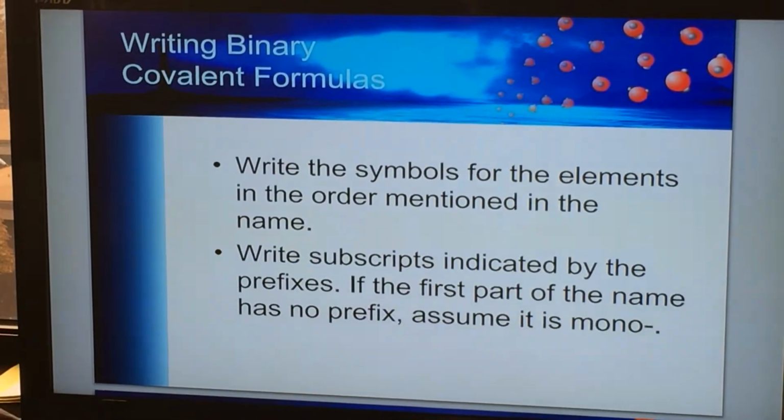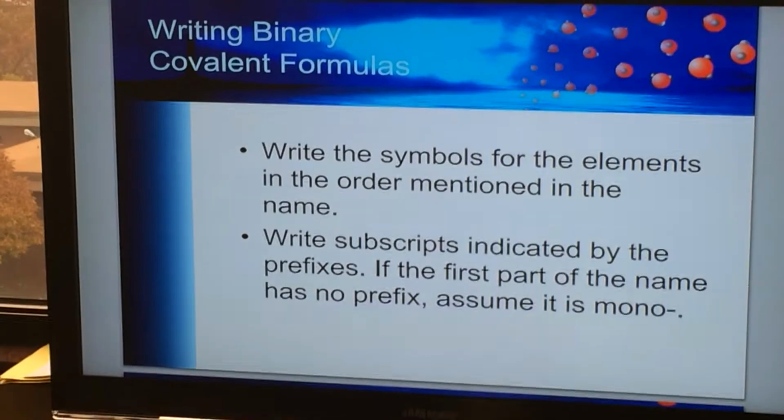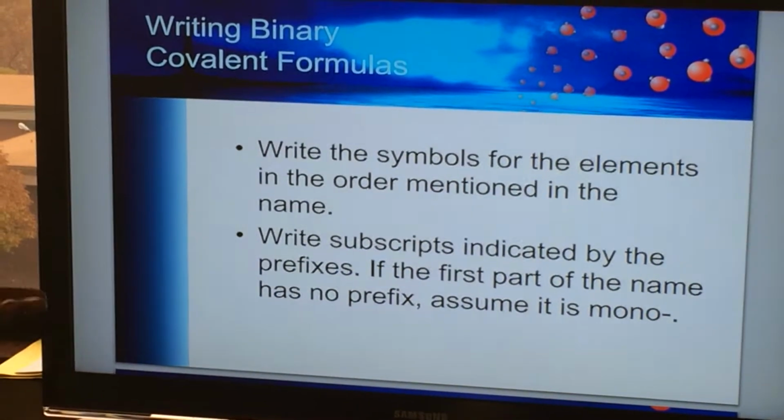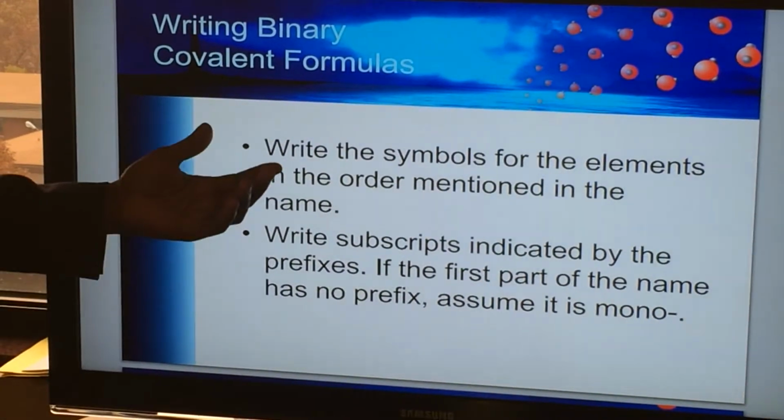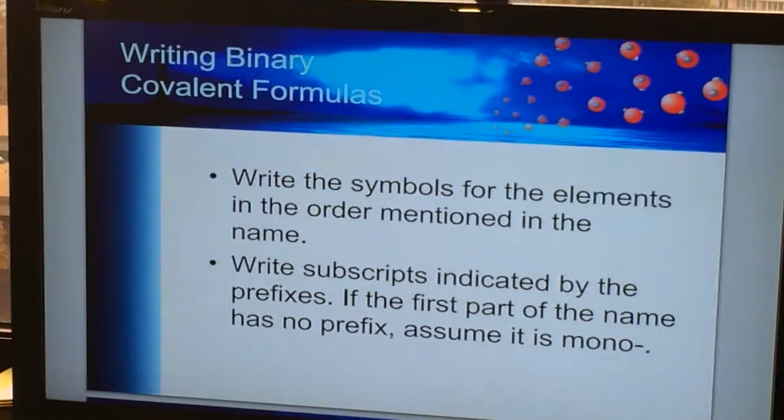So, how do you write binary covalent formulas? Write the symbols for the elements in the order mentioned in the name. This is straightforward. Write subscripts indicated by the prefixes.